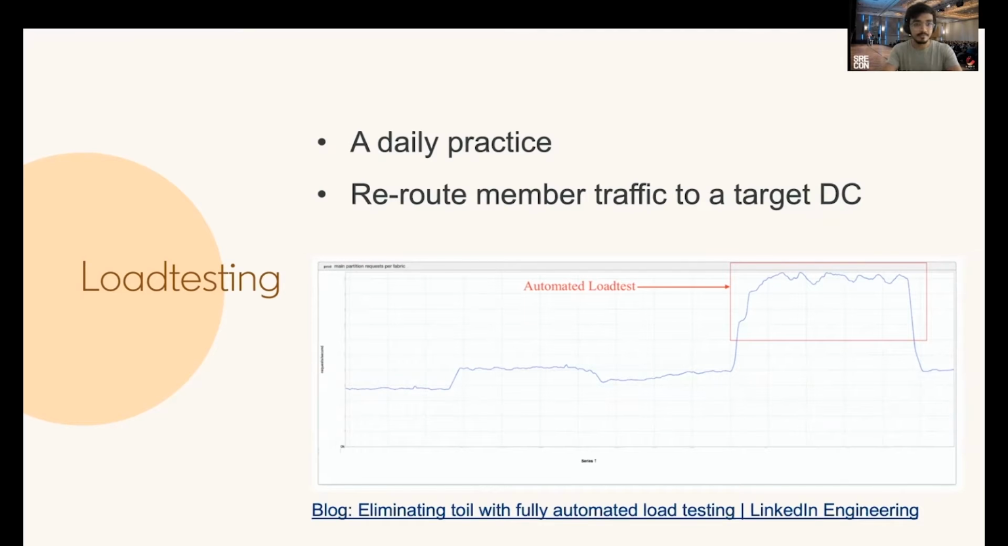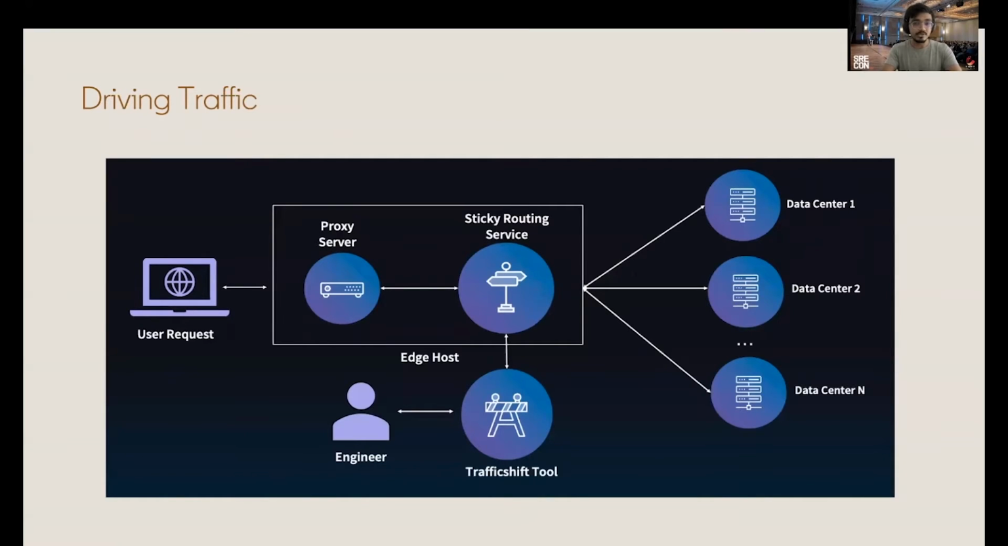How it happens is all the requests that come to LinkedIn go through one of the edge hosts. Edge hosts have a service called the sticky routing service. This service is capable of rerouting the request to any of LinkedIn's data centers. Let's say we are load testing data center one. The sticky routing service will send a lot of traffic to that data center, and as a result, load test the data center.